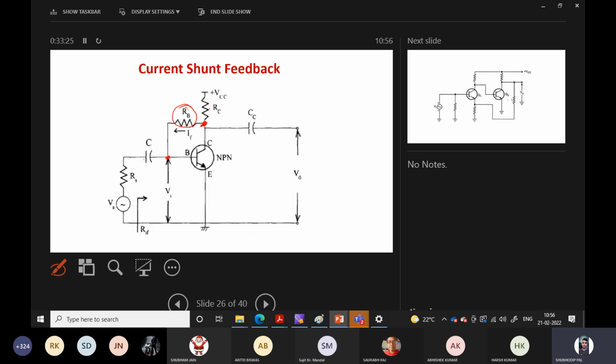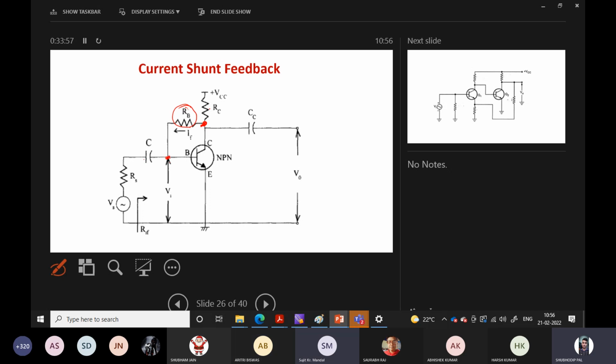Current shunt? This one. First of all, you have to understand what you mean by current shunt. For current shunt, what do we take? We take current as a feedback from the output, a sample signal from the output, and shunt means it is connected in shunt, in parallel, at the input side. That is the feedback signal.